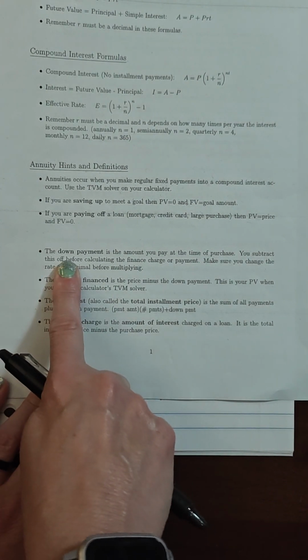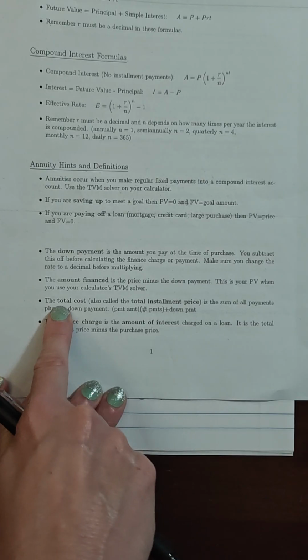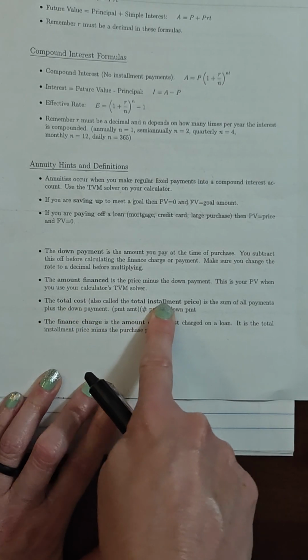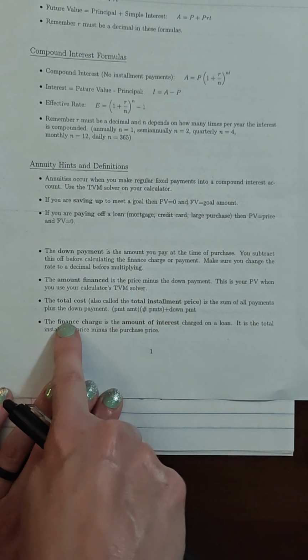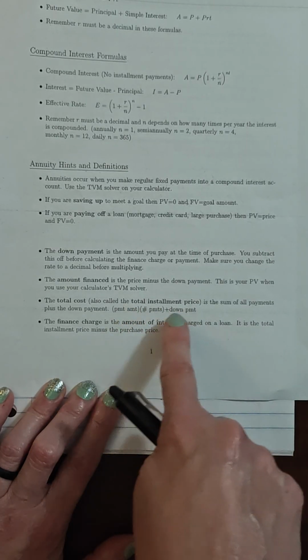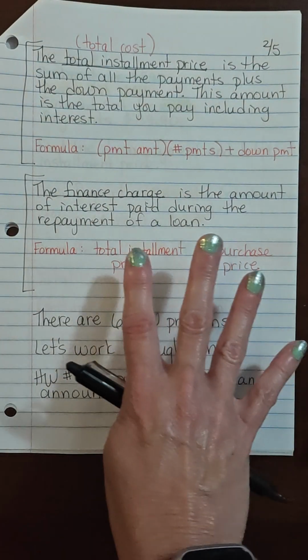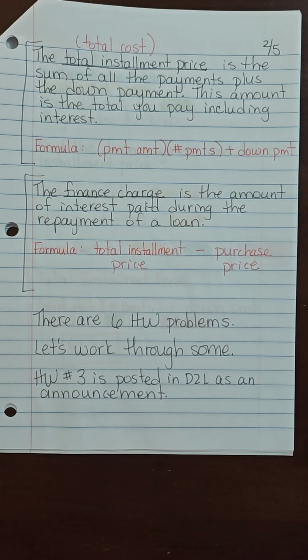The down payment we just went over, the amount financed, and the total cost or the total installment price, whichever one you want to call it, and then the finance charge. So I put all this stuff on here so that you can have a quick reference guide. You also can always reference these notes. You're welcome to use that formula sheet and these notes during any tests, quizzes, final, homework, all of it, okay?